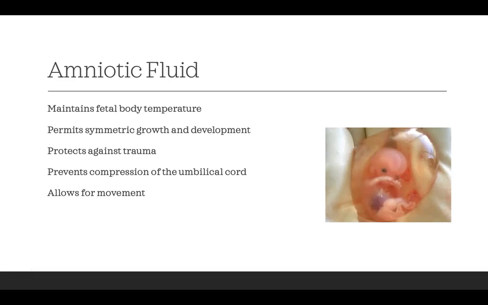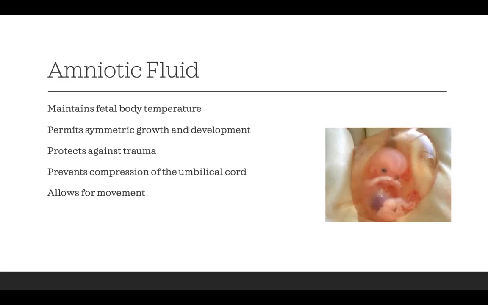It allows for symmetric growth because it creates space around the baby and prevents there from being pressure on one particular area. The amniotic fluid helps protect the fetus from trauma as well by absorbing any potential blows. Similarly, it provides protection for the umbilical cord by allowing space for the cord so it doesn't become compressed. Another purpose of the amniotic fluid is to allow the free movement of the fetus, which aids in the development of the musculoskeletal system.